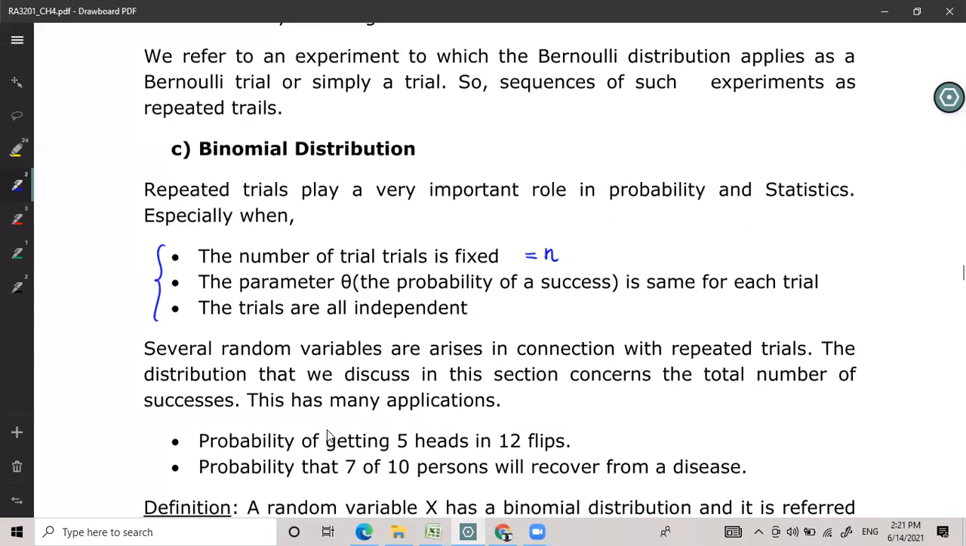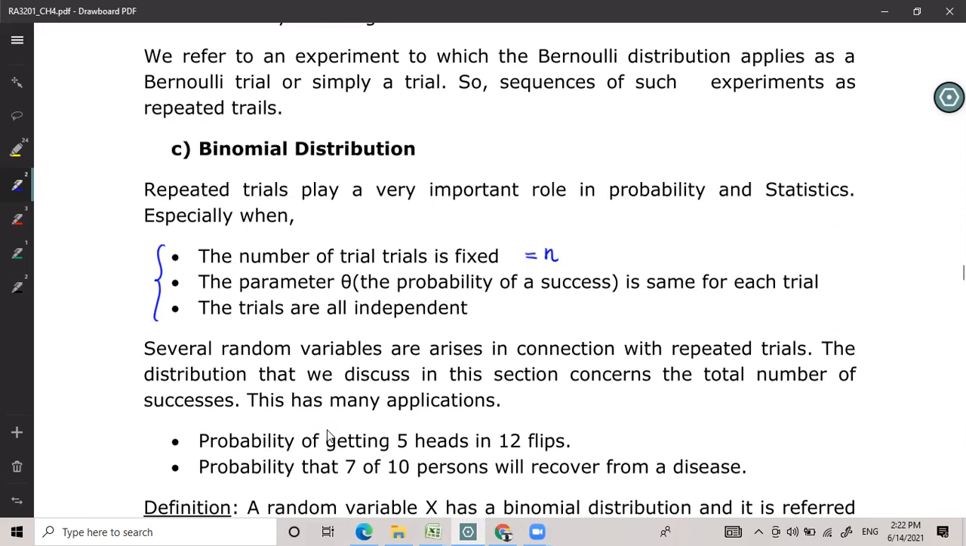Getting a success or a failure is the same for all n trials. So this is like tossing a balanced coin. You know, getting a head is 0.5, getting a tail is 0.5. Whether you flip the coin 100 times, still the probability of getting a head is 0.5, getting a tail is 0.5. So the probability of success, and in the other case, a failure, is the same for each trial. All n trials, it is the same. So it is not changing. Like the first trial, the probability of success is 0.5, second trial, probability of success is 0.7. It's not going to be like that. All the trials, the probability of success is the same.